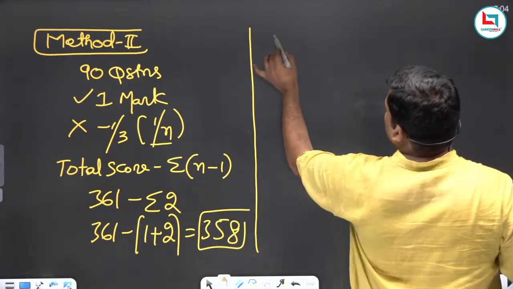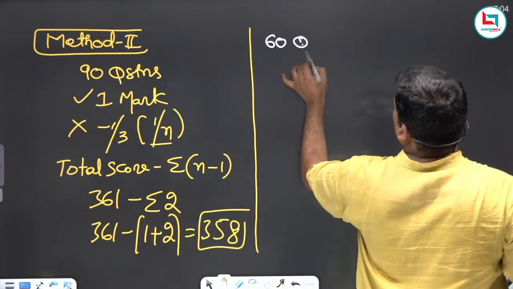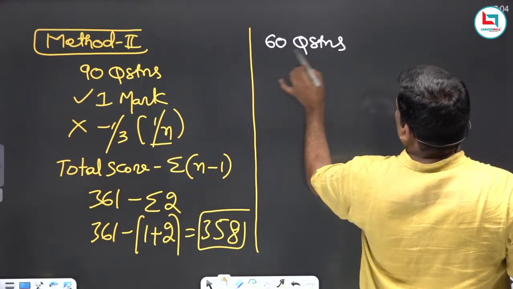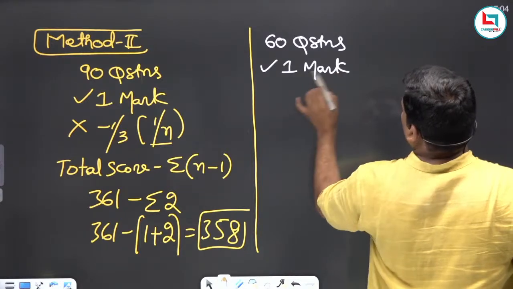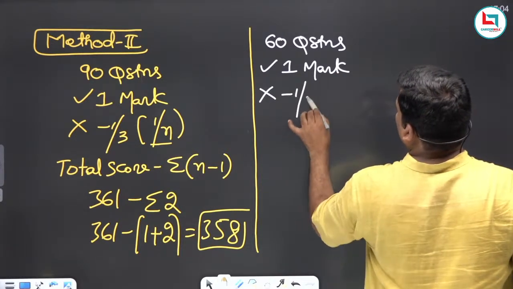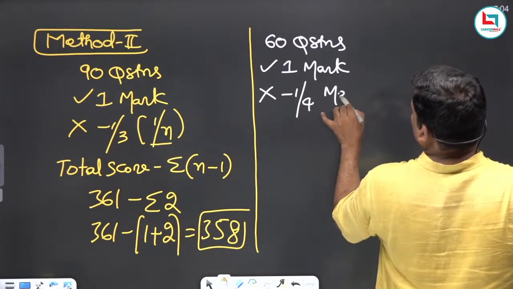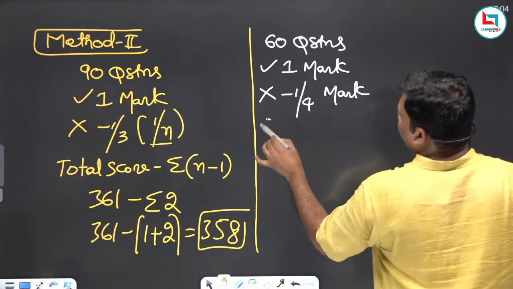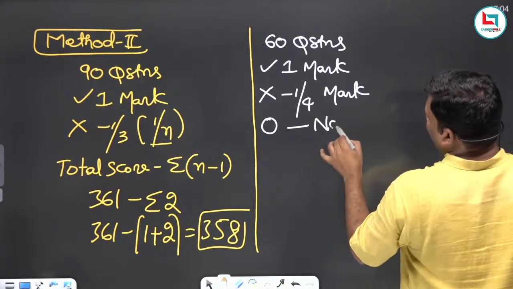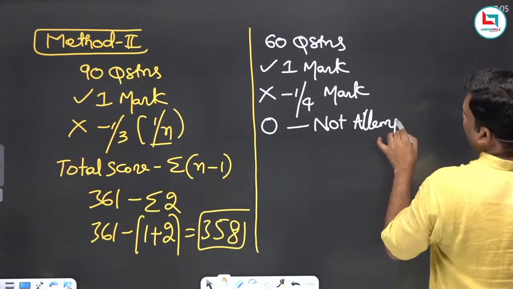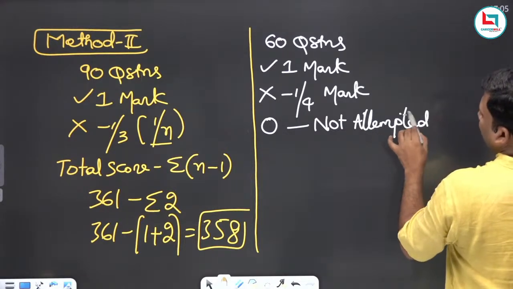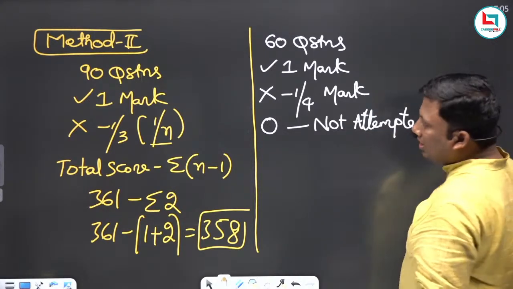If 60 questions are there, right answer 1 mark, wrong answer minus 1 by 4 marks, 0 for not attempted. How many distinct net scores are possible?